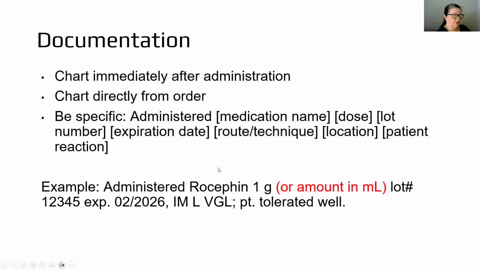Okay. Here's an example. I used Rocephin, which is an antibiotic that we give via injection. Administered Rocephin 1 gram. Now you can document either the weight of the medication that was given, so what was ordered, or the amount in milliliters. Either way is perfectly acceptable. You don't have to do both. Lot number, blah, blah, blah, expiration date. I am left ventrogluteal, that's an abbreviation for that. And then patient tolerated well. Nothing happened, they tolerated it well, you're good. And that's really all you have to do.